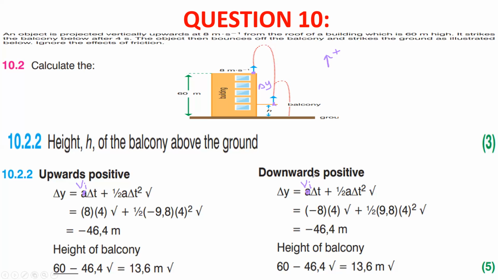Another one: if you say downward positive, V initial is negative now, remember the other question, times delta T, just times 4, and acceleration is positive now. Then you should get positive, sorry. Okay, you are getting positive because you said downward positive. So there are three mistakes possible in this question. Then you get 60 minus 46.4. I hope it is clear.